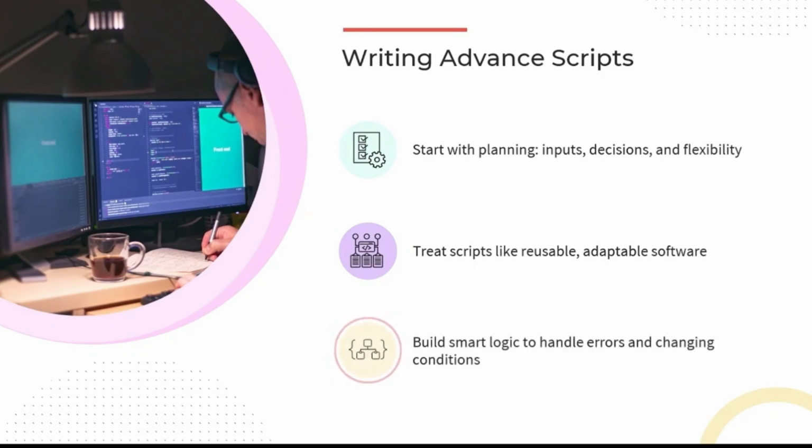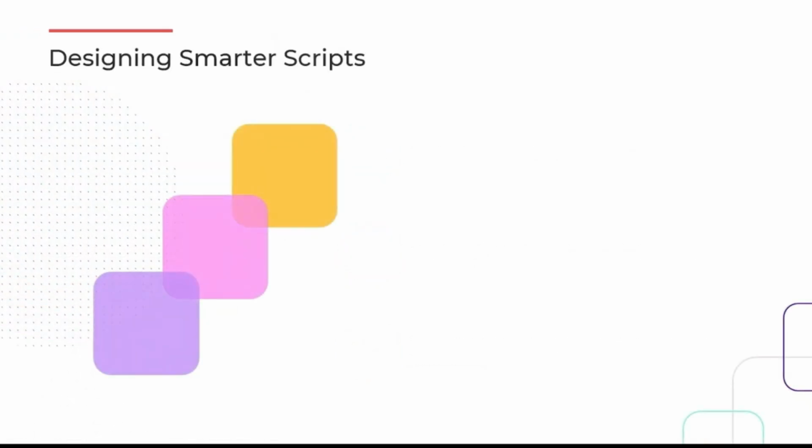So, logic becomes a significant part of scripting. At this level, logic is everything. You're not just saying, if this happens, do that. You're planning how your script should behave when something goes wrong or when conditions change. This is where you begin designing smarter scripts.